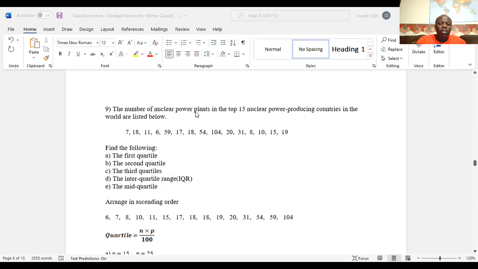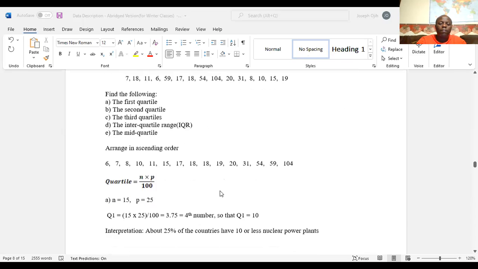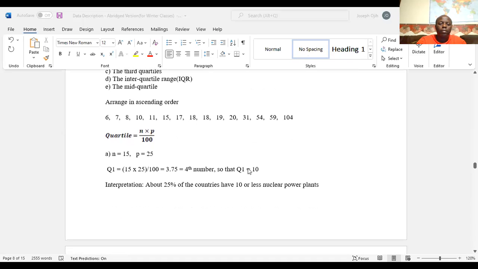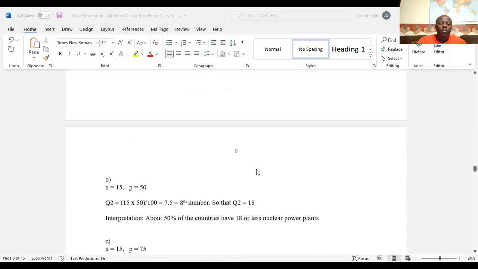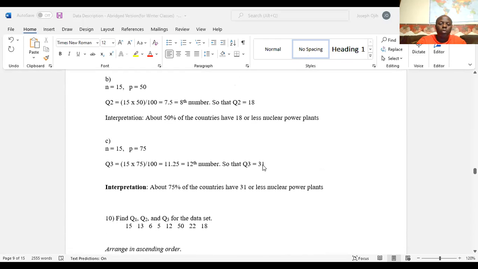So let us continue from where we stopped. We're still in quartiles. Remember, this is the question we are answering. We have done parts A, B, and C before we were timed out. So now we are back to finish up D and E. Remember, first of all, we arrange them in order, and we have found our first quartile as 10. We found our second quartile to be 18. We find our third quartile to be 31.